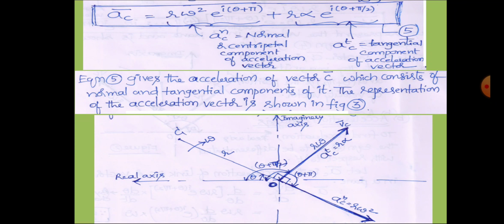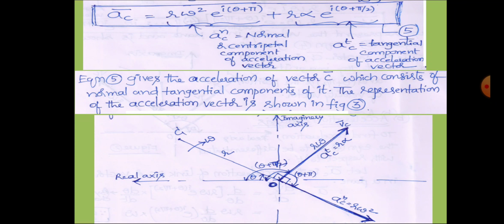If I represent the acceleration once again by means of a pictorial diagram, you can see I have carried forward figure number 2, where link OC represents the position and velocity vector, already there. Now I have added the two components of the acceleration once again in the diagram. One is the normal component of acceleration. What is its magnitude? r omega square. And what is its angle? Theta plus pi.